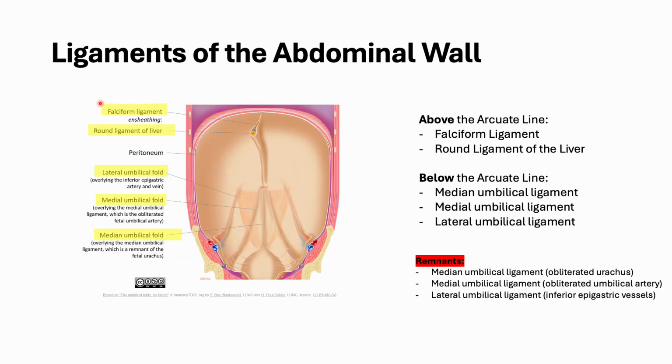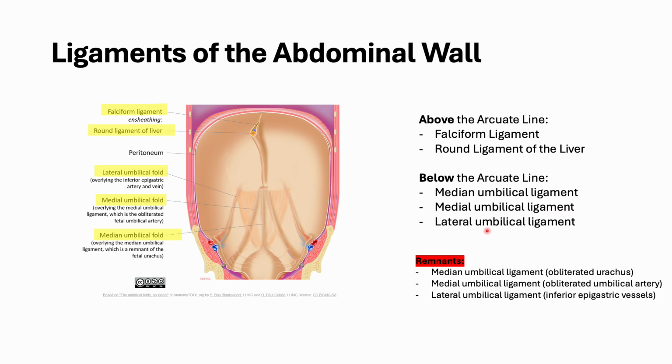And then just to end this with some ligaments, keeping the arcuate line theme here. Above the arcuate line, we have the falciform ligament, and that's my dog sighing, and the round ligament of the liver. Below the arcuate line, we have a bunch of ligaments that can get really confusing, so we'll go over them in a second. That's the median umbilical ligament, the medial umbilical ligament, and the lateral umbilical ligament.